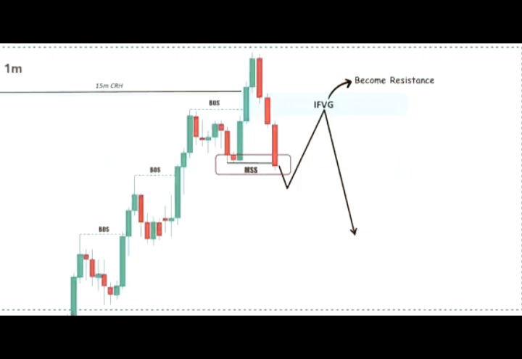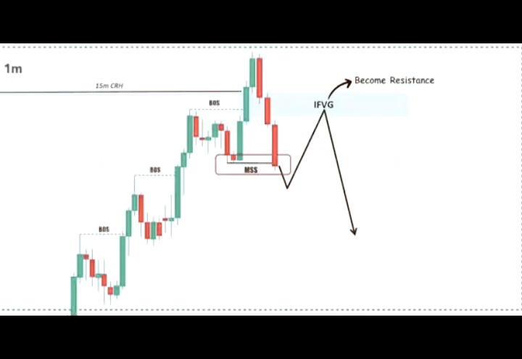For placing an entry using this model, you have two options. But before we get into them, keep in mind that you can always add extra confluences, such as a V-shaped recovery or a change in the state of delivery. That said, extra confirmation can be a double-edged sword. It may improve reliability, but it can also cause you to miss the trade if the market moves fast. Now here's exactly how I place the entry.